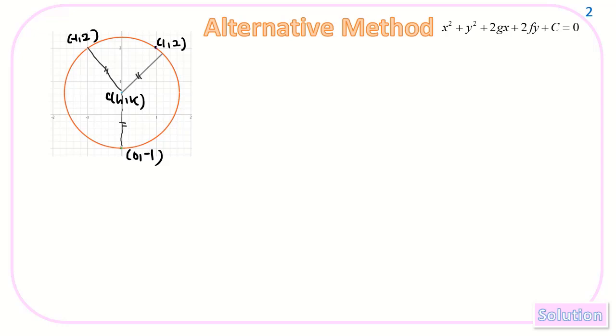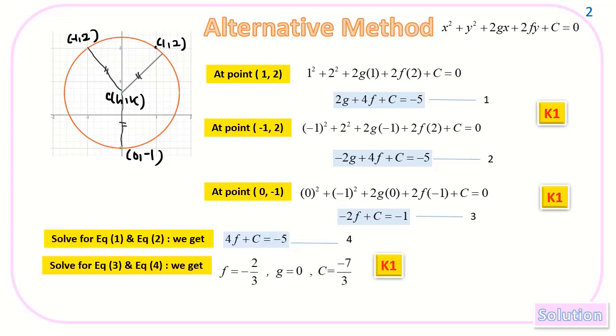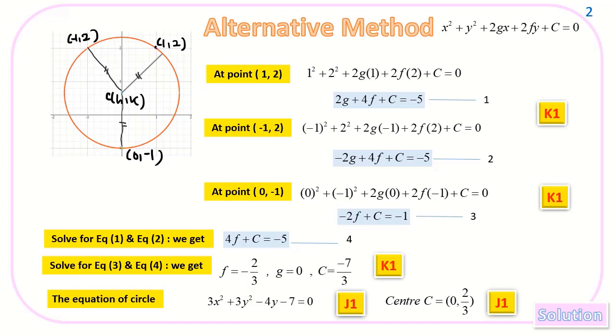There is an alternative method for this question. So we give the very first mark for any two equations correct based on the points 1, 2, minus 1, 2 or 0, minus 1, and we give another K if we form the three equations correct, and we give K for solving for the values of f, g and c. And then we give the mark for the equation of the circle in the general form, and another mark for the center. So total is 5 marks.